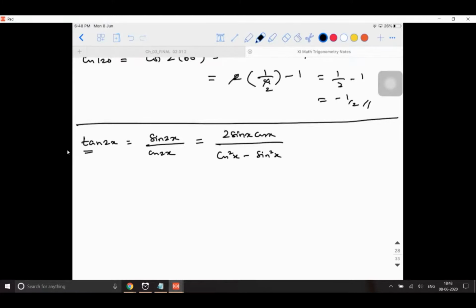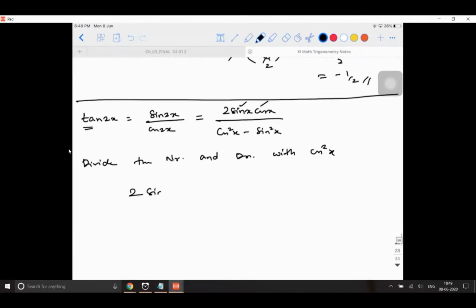Okay. Now to write it in terms of tan, what should I do? Divide the numerator and denominator. Whenever you have a combination of sine and cos that you want to convert into tan, you should divide the numerator and denominator by the highest power of cos. So what is the highest power of cos there in the total expression? 2. That's right. So divide the numerator and denominator with cos square x.